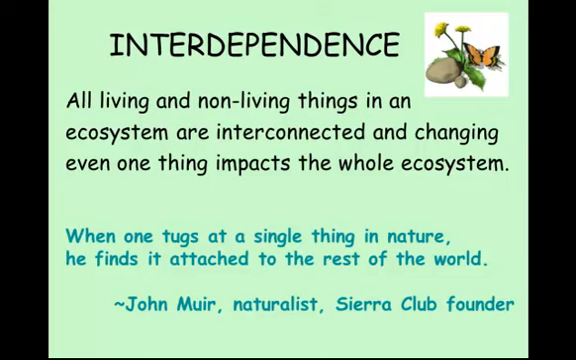John Muir was a naturalist, and he's the founder of Sierra Club, which is an environmental group. And he said, when one tugs at a single thing in nature, he finds it's attached to the rest of the world. There's a saying that you can't pick a flower without jiggling a star, and everything is connected. When we start looking at ecosystems, there's very complex interactions between the organisms that live there.